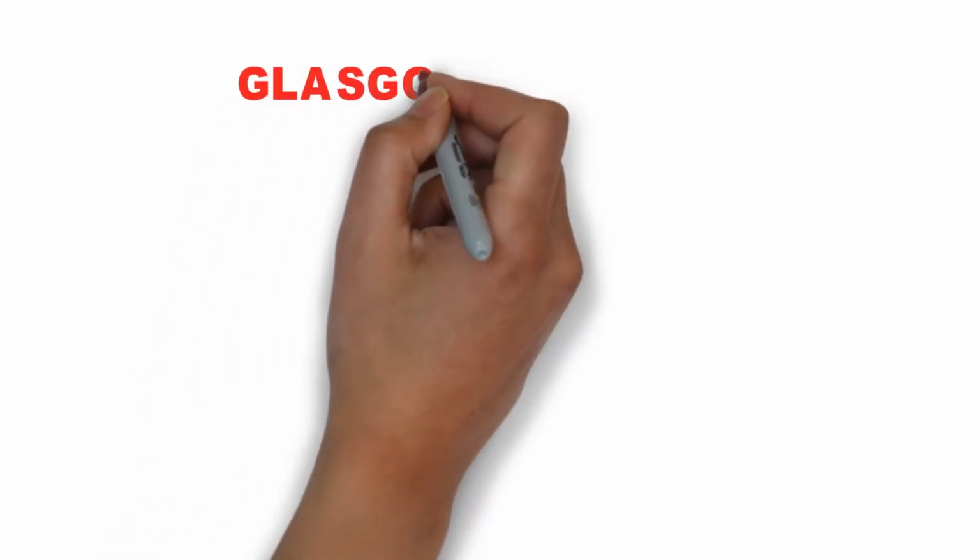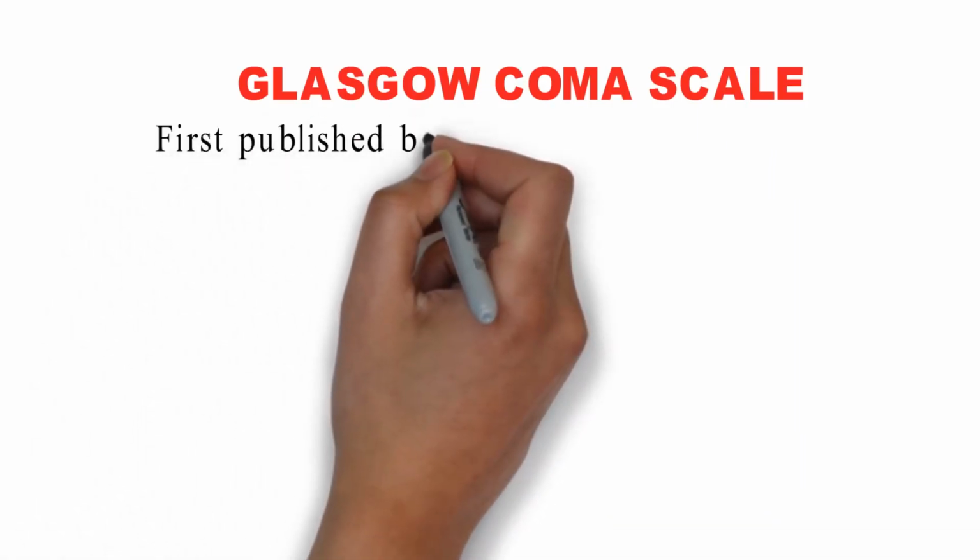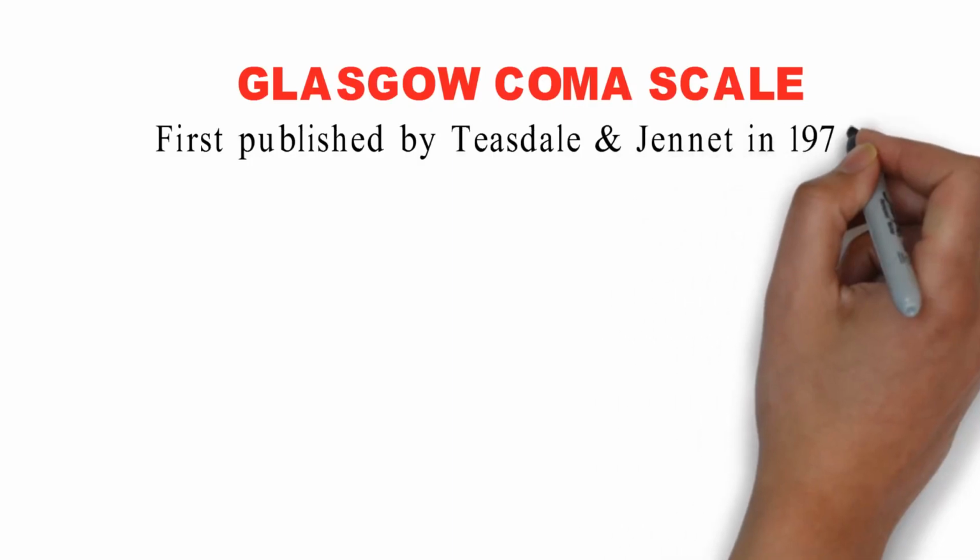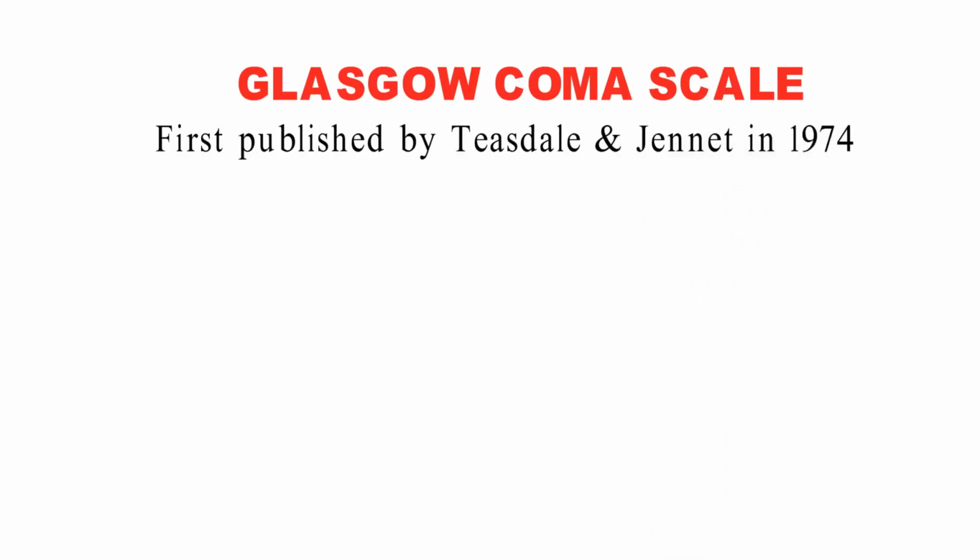Today we will discuss the Glasgow Coma Scale with some interesting mnemonics and animations. First of all, this scale was first published by Teasdale and Jennett in 1974 for the assessment of coma and impaired consciousness. It was initially used to assess level of consciousness after head injury, and the scale is now used for all acute medical and trauma patients.